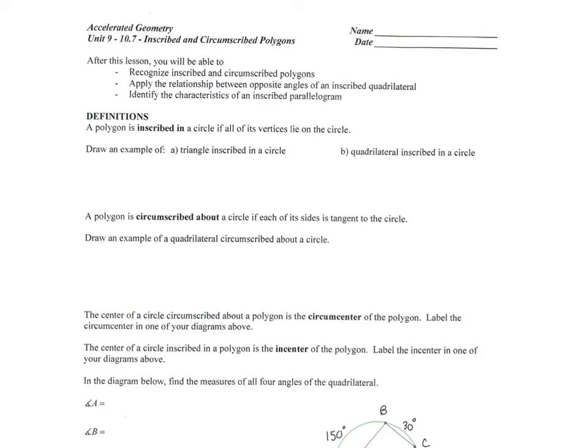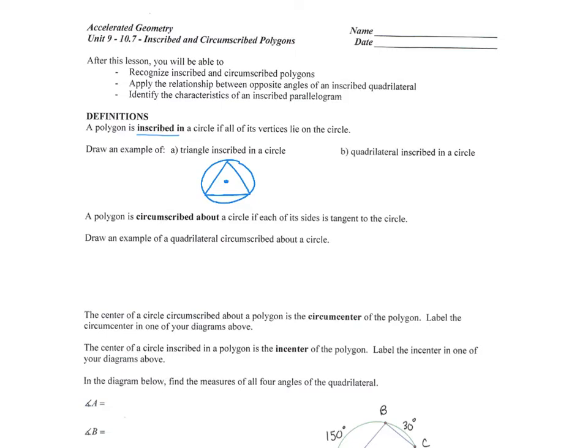If we start with our new definitions, a polygon is inscribed in a circle if all of its vertices lie on the circle. So let's try and draw a couple of examples. Let's try and draw a triangle inscribed in a circle. So let's start with the circle. And if we inscribe a triangle inside of that circle, all of the vertices will lie on the circle.